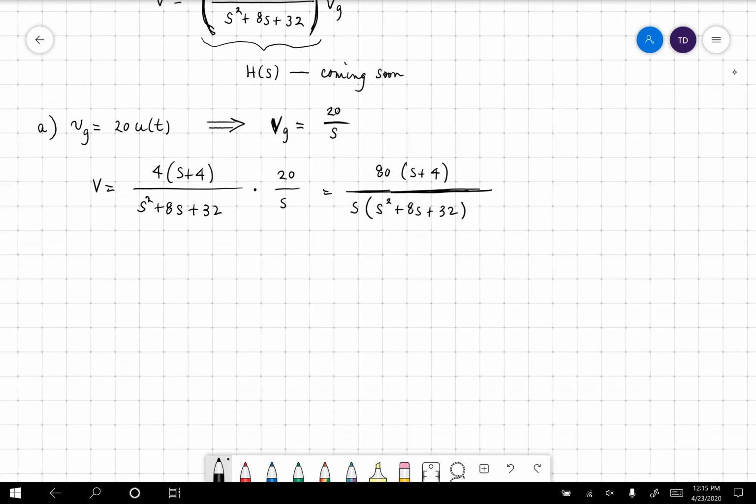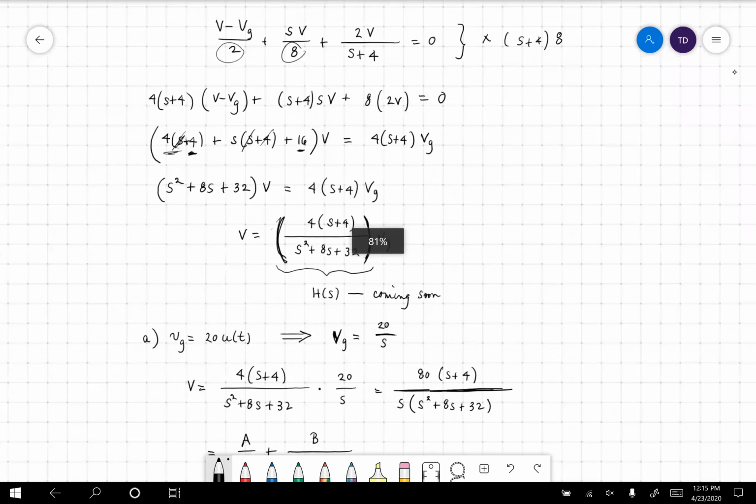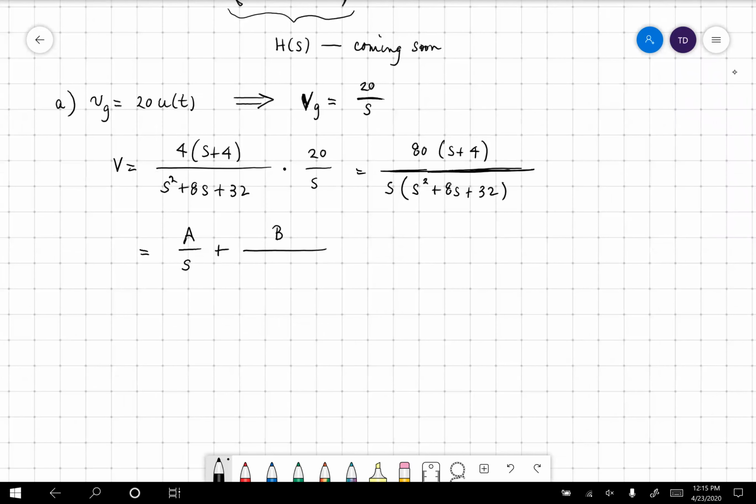So let's write that in a partial fraction expansion. So it's A over S plus B divided by S plus 4 minus 4J. Let's use the minus. Let's not make that mistake again today. Minus 4J plus B conjugate over S plus 4 plus 4J.